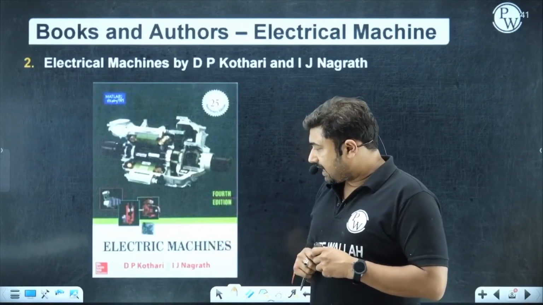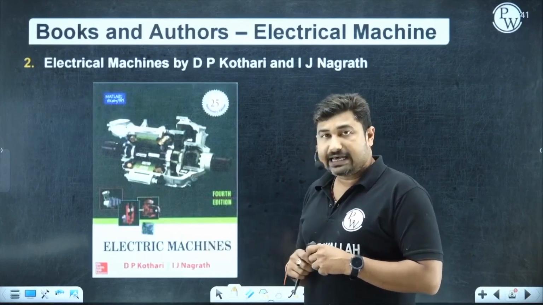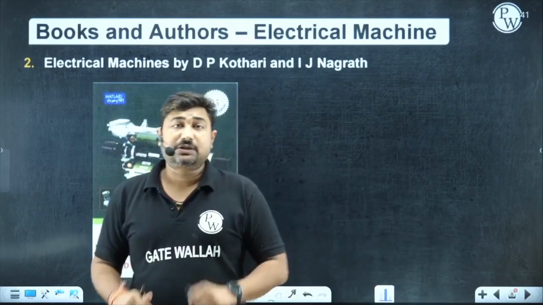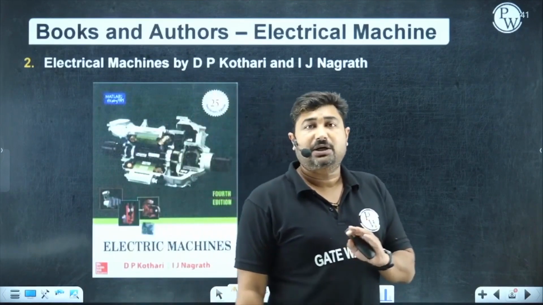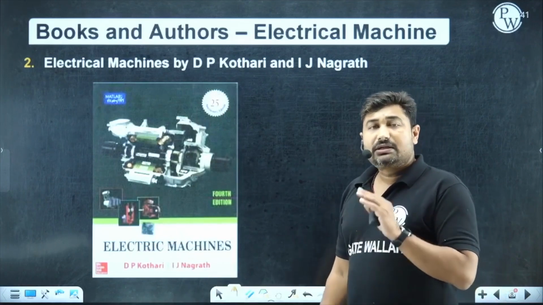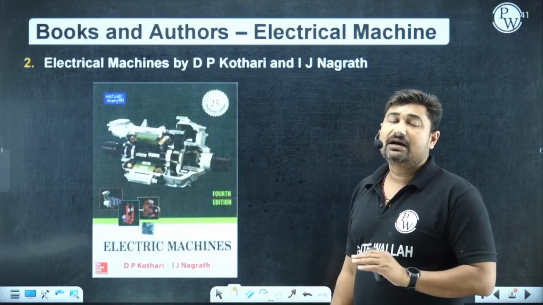That is D.P. Agnihotri, D.P. Kothari and I.J. Nagrath. In this book, the DC part is quite good. I found the DC part to be very good in this book. Okay. So you can go by the DC part, and the solved transformer numericals are also good in this book.